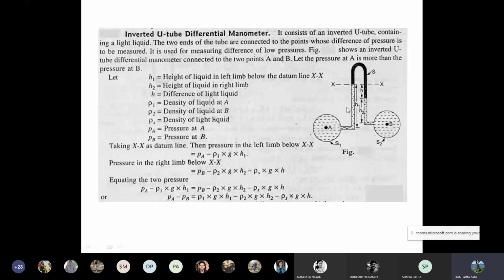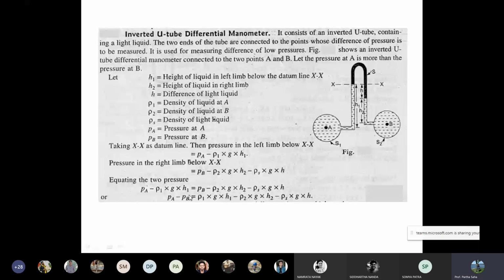So if you take X X-prime as the datum line, the pressure in the left limb is PA, that is the pressure here, minus this height, right? PA minus ρ1 g h1, and pressure in the right limb below is PB minus ρ2 g h2 minus ρs g h. ρs is for this lighter liquid. If you equate these two pressures, because with respect to the datum line pressure should be the same, then PA minus PB becomes ρ1 g h1 minus ρ2 g h2 minus ρs g h. So that is the expression for the inverted manometer.